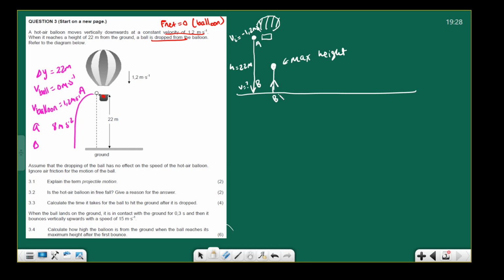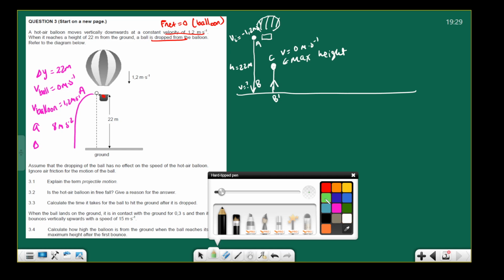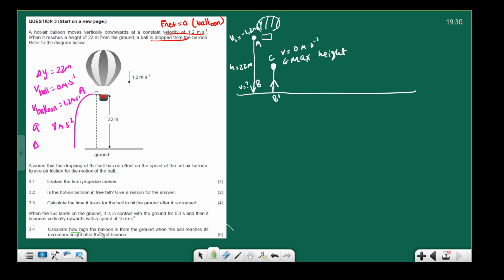But from B prime, remember I like to call this B prime because it's still at the ground, we have B prime to C. We know that at C the velocity is going to be 0 meters per second. That one is for sure. So when you read the question, it says calculate how high the balloon is from the ground when the ball reaches its maximum height after the first bounce.